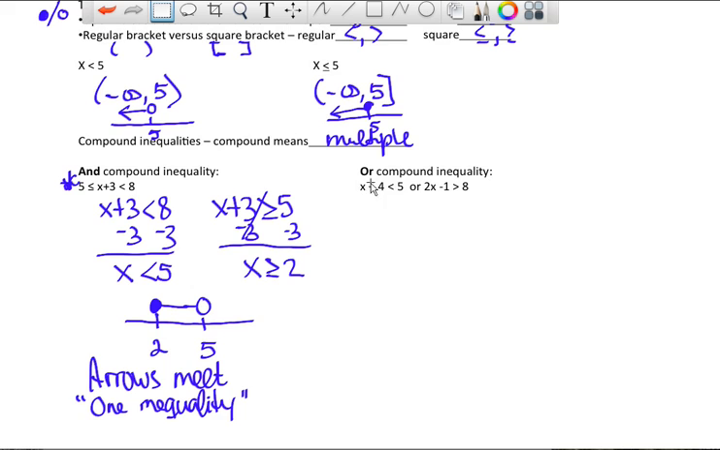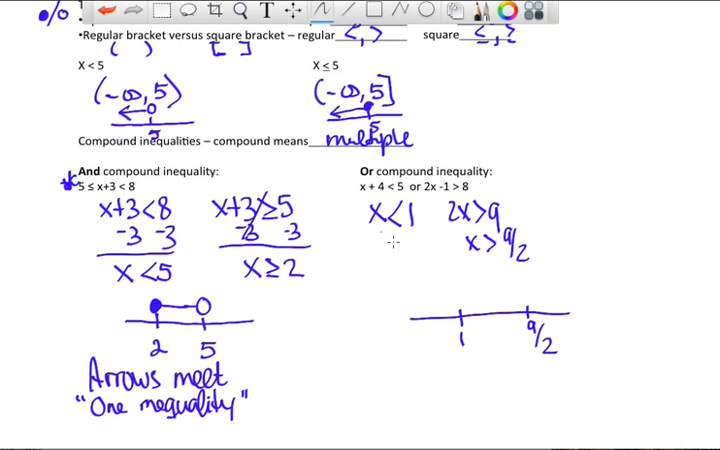Alright, so the OR inequality, x plus 4 less than 5. So subtract 4 on both sides. I get x is less than 1, or 2x minus 1 is greater than 8. So that means 2x is greater than 9, so x is greater than 9 over 2. Put it on a number line. 1 is smaller than 9 over 2. This one has an open circle, and it says less than 1. This one has a closed circle. Also an open circle, and it goes to the right. And this is what should happen with an OR inequality, opposite directions. So OR goes with opposite directions.